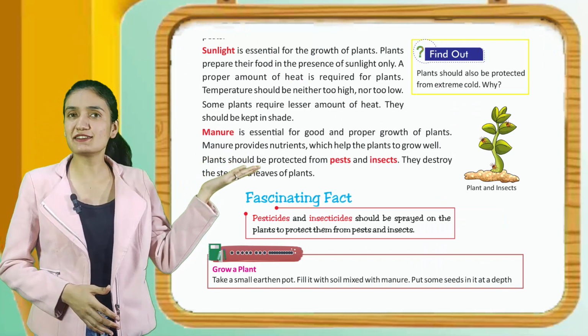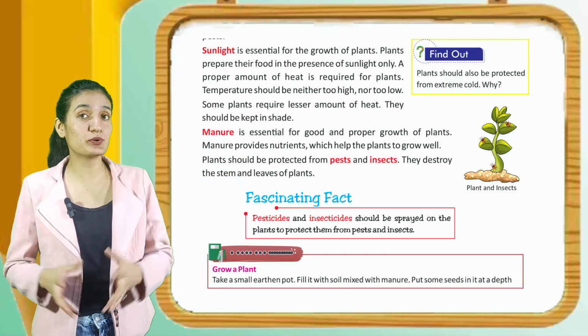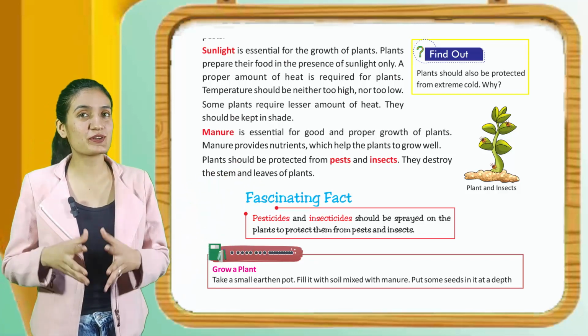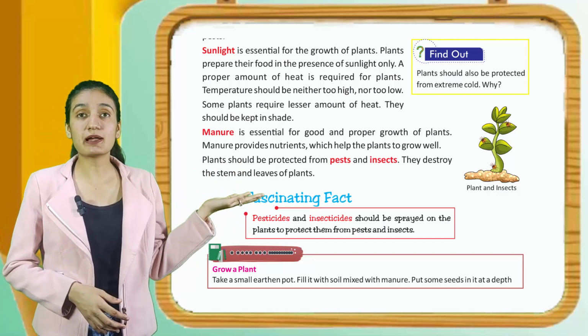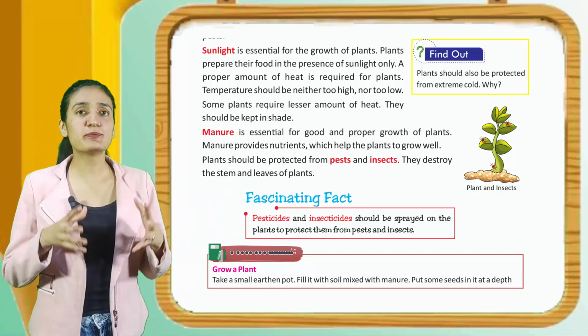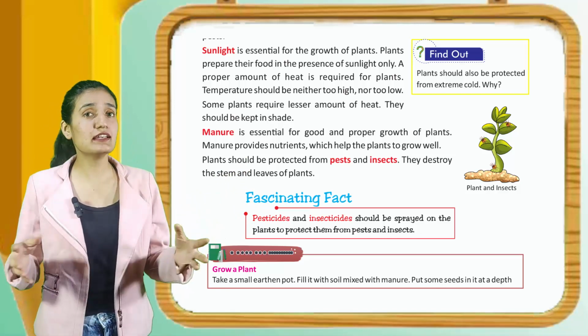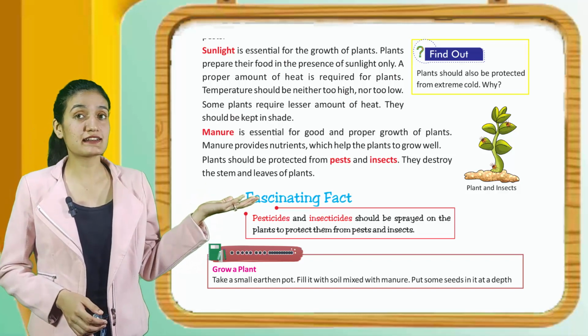Now students, let's find out. Plants should also be protected from extreme cold. Why? Manure is essential for good and proper growth of plants. Manure provides nutrients which help the plants to grow well. Plants should be protected from pests and insects. They destroy the stem and leaves of the plant. Here you can see plant and insects.